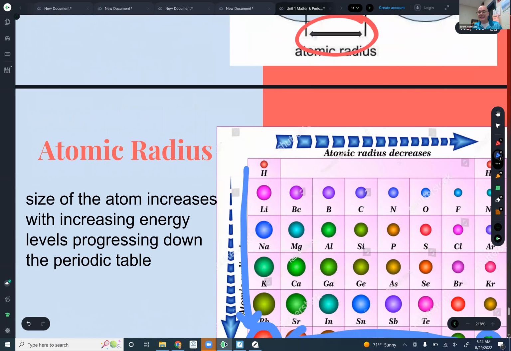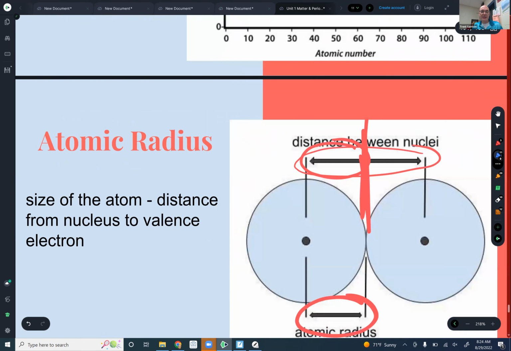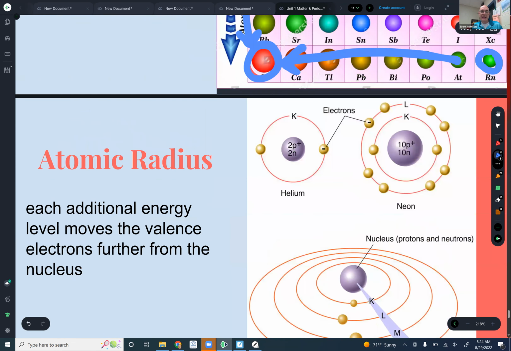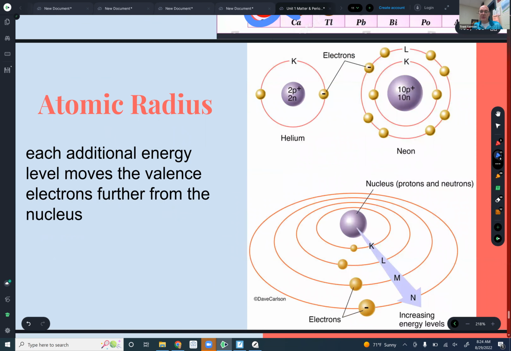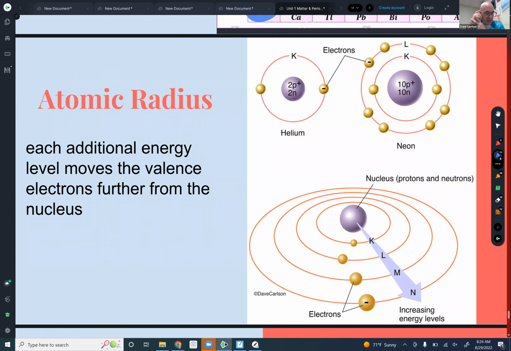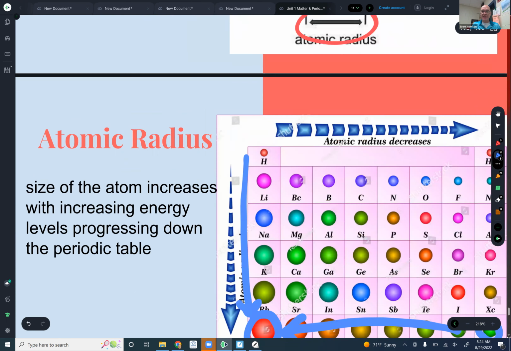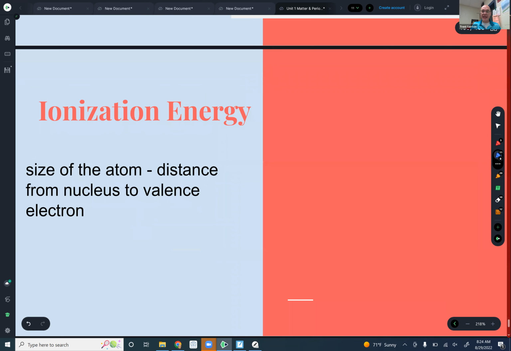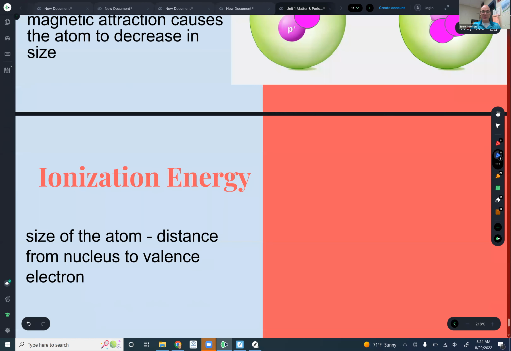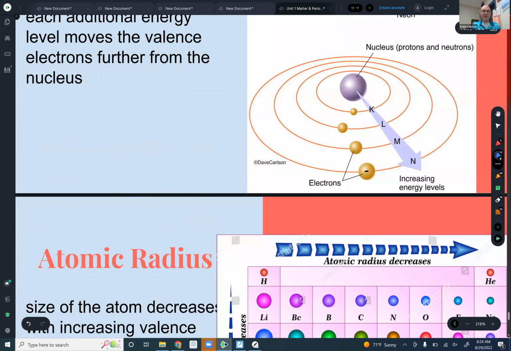Now, why is this? We need to understand the big trend is being governed by increasing energy levels. As you go down the periodic table, you are adding new rings. Every time we add one of these concentric circles, we increase the diameter from the nucleus out to the valence electrons, and so it gets bigger. So as you go down the periodic table, you have 7 different energy levels, and that is what we are trying to see here.